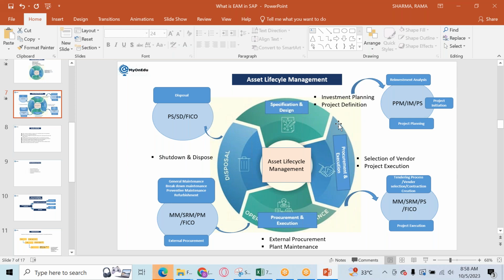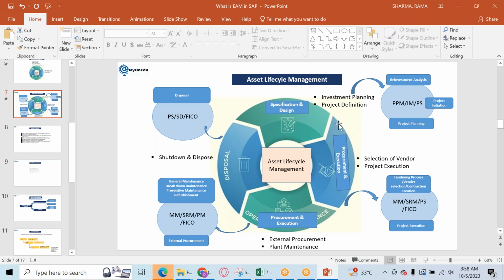Like when I'm saying project management life cycle, it starts from initiation, idea generation. Idea generation we can manage in idea management, investment management, and portfolio project management. Then it goes for planning, which we manage in project system. Then we go for execution, which is in project system plus MM.